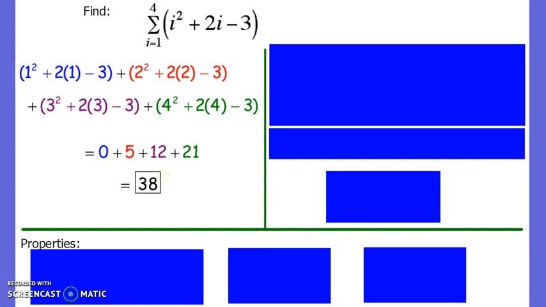Okay, well, on the screen here you can see I just took 1 and plugged it in for both of the i values. So 1 squared plus 2 times 1 minus 3, and that's all in blue here. Then I plugged 2 in for the red, 3 in is the purple, and 4 in would be the green. So that's terms 1, 2, 3, and 4. Calculated each of those numbers, so 0, 5, 12, and 21, and then add the 4 of them up, and you should end up with 38.